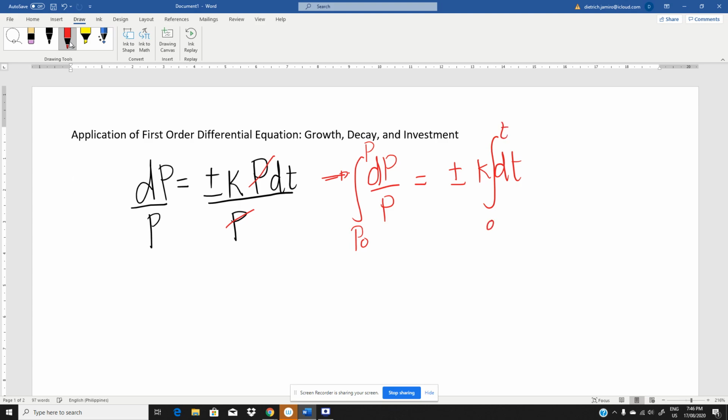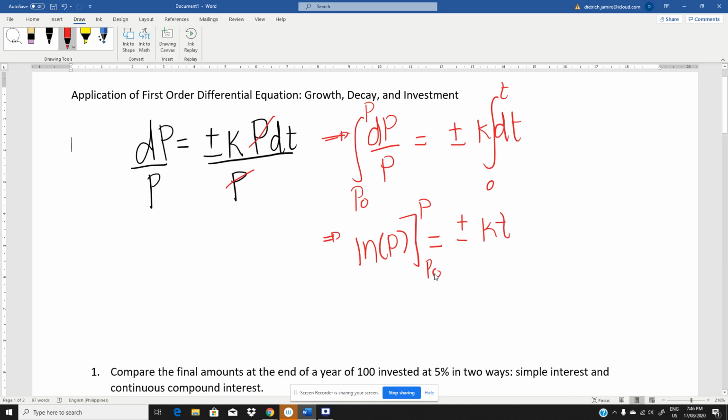So integrating both sides of the equation, we will have ln of P, with the limits P0 and P, is equal to plus or minus k, and then the integral of dt is equal to t. Substituting our t and 0 values, we will have only t. On the left side, substituting our P and P0 into our limits, we will have ln of P over P0 is equal to plus or minus kt.